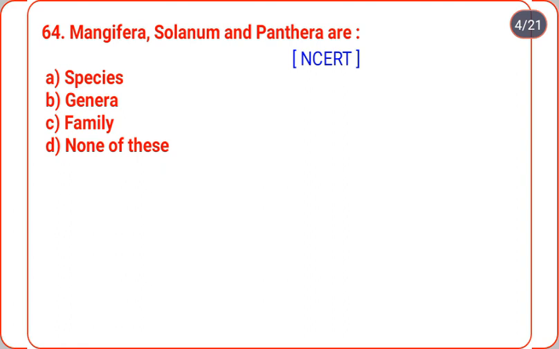So in this question, option B is your correct answer, because Mangifera indica, already we have read, is the scientific name of mango. So Mangifera, the first epithet, signifies the genus, and the second epithet is for species. So Mangifera, Solanum and Panthera, all the three terms are genera.